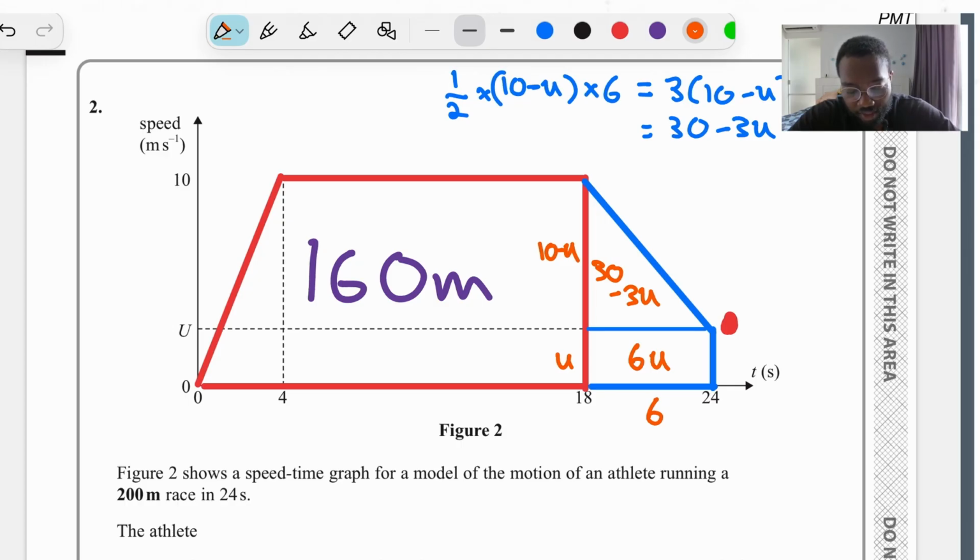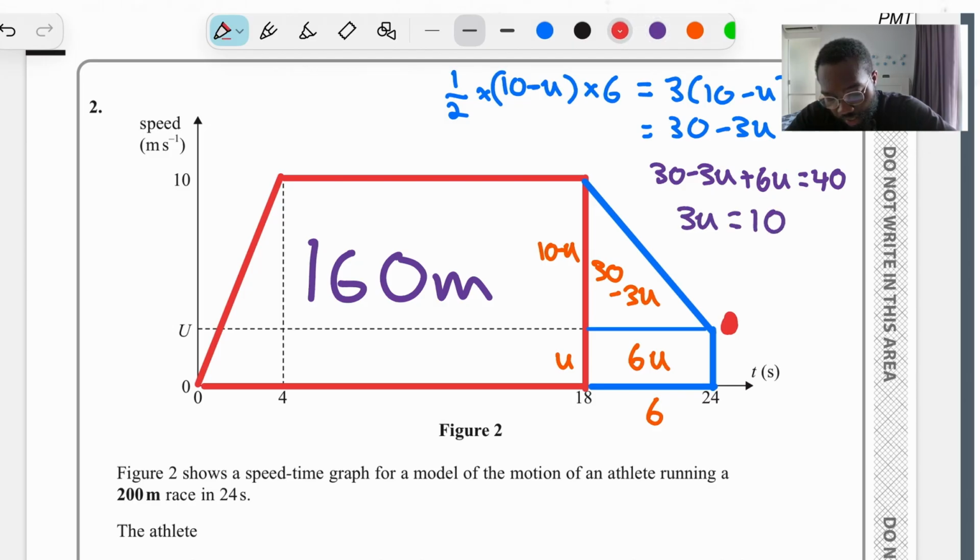Therefore, if it has to equal 40 meters, it would simply be 30 minus 3u plus the 6u, and that must equal 40. Therefore, what do we get? Well, if we bring the 30 to the side and we simplify this down, we get 3u is equal to 10. Therefore, we get u is equal to 10 over 3.